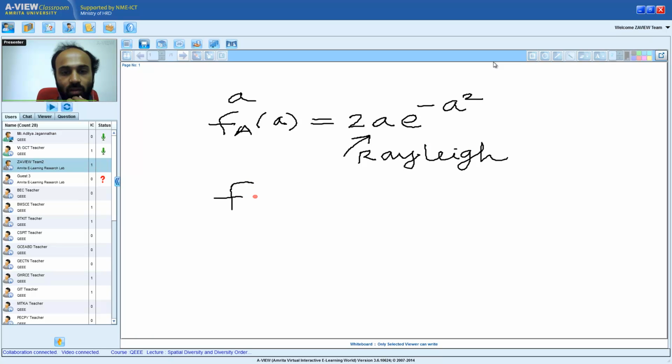And what is the distribution of the gain? G is equal to a square. What is the distribution? That is e power minus g, and this is the exponential distribution, correct? Yes, sir.